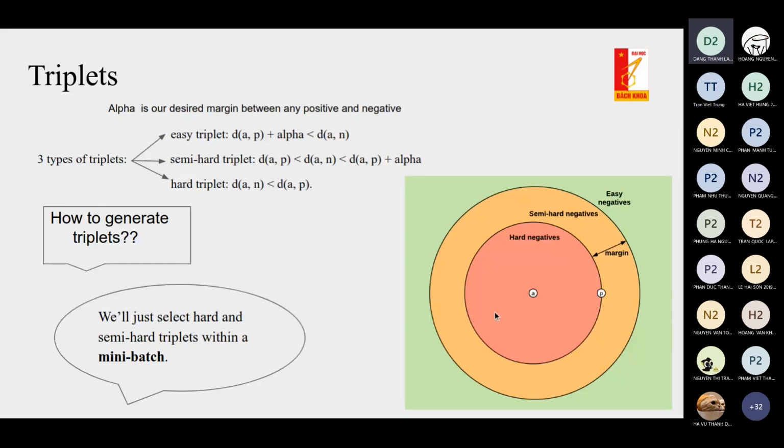Really? Yes, I think so. Because when the negative is smaller than the positive, it means our model is not good and the loss is very high. So we need to optimize this area to make it an easy negative.